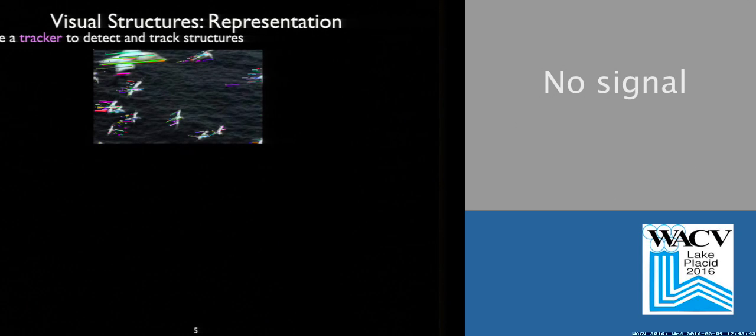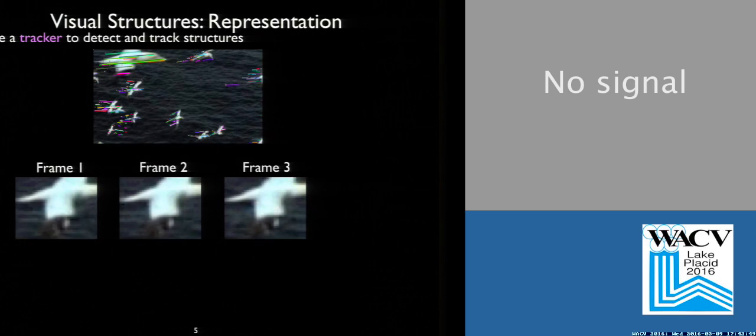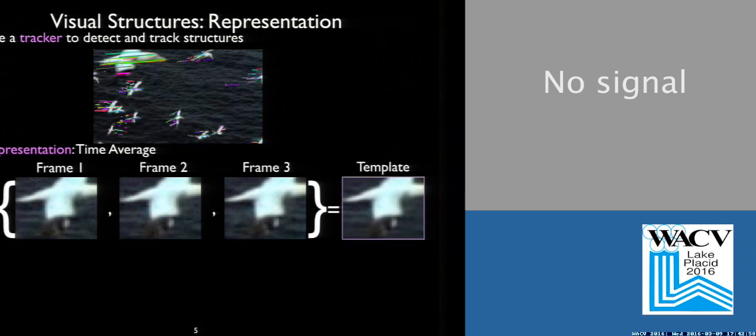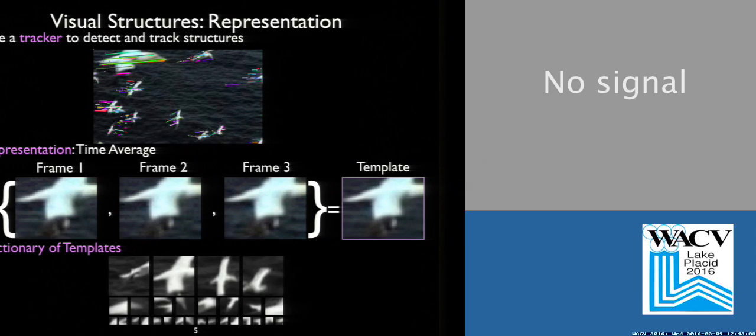Using an appropriate tracker, we can detect and track points over the duration of the video. In practice, a structure region is represented by an image patch surrounding the tracked point in each frame as shown in the lower figure. To reduce the redundancy of this representation, we choose to represent structures using a time-invariant representation. In particular, we use the time average of the patches around each tracked point, which we call a template. This process produces a collection of templates, one for each tracked point.